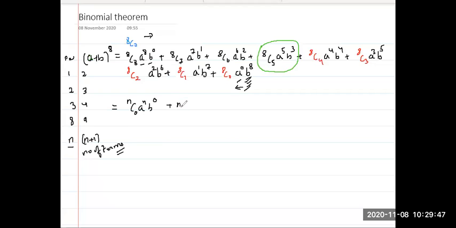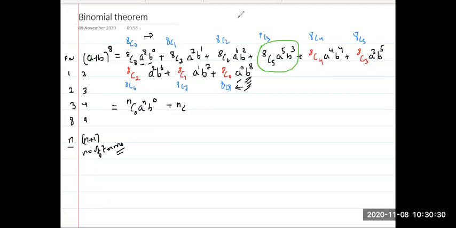Okay, plus NC1, because 8C8 can be written as 8C0 also, right? So by convention, the order is NC0, NC1, NC2. This is just a convention, but obviously if you understood the concept, it doesn't matter, because 8C8 is also 8C0, 8C7 is also 8C1. I'll just write the coefficients here: 8C1, 8C2, 8C3, 8C4, 8C5, 8C6, 8C7, 8C8. So this is just a convention.